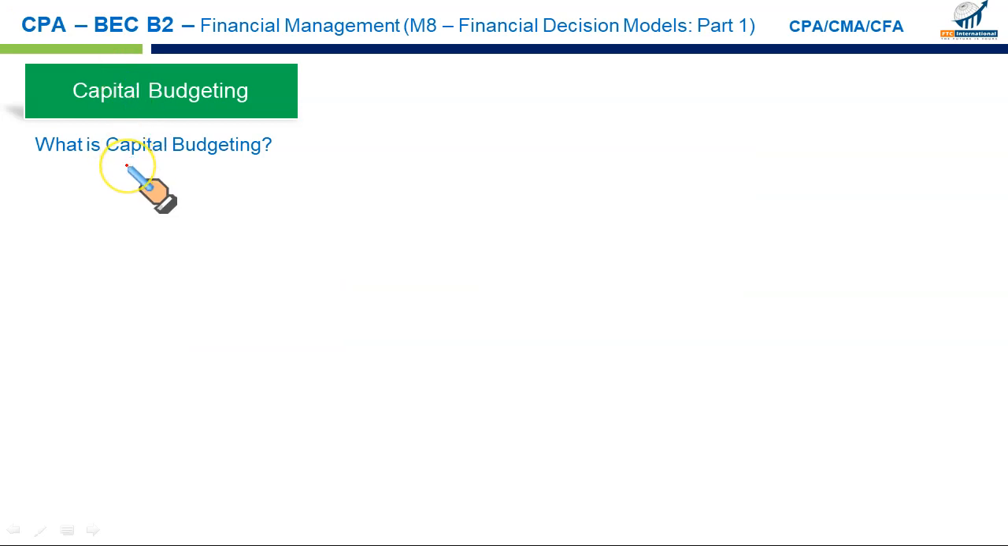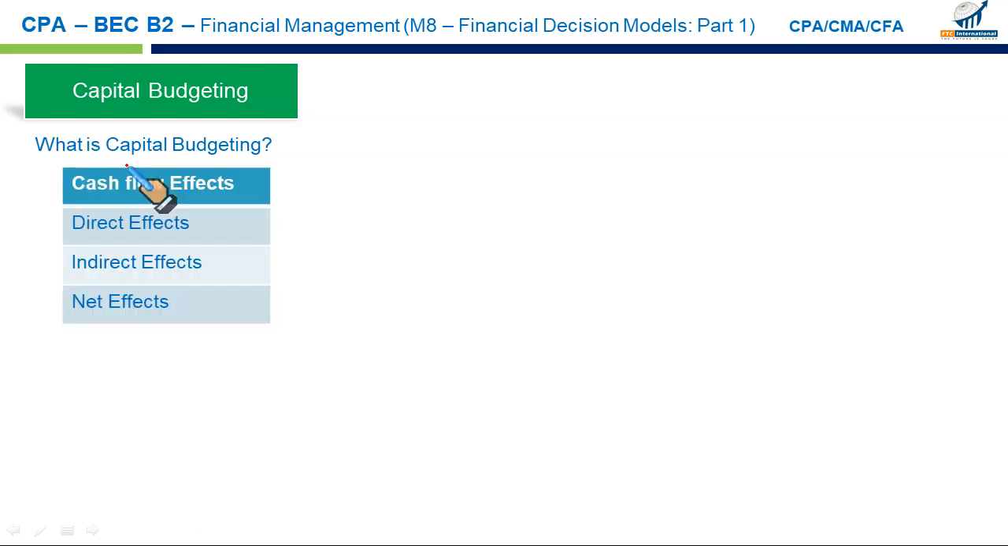What is capital budgeting? Capital budgeting involves long-term investments, long-term projects that will affect many years into the future. So capital budgeting is a process of evaluating and finally selecting which long-term project we should take. We need to consider certain cash flow effects because that's the starting point of capital budgeting.